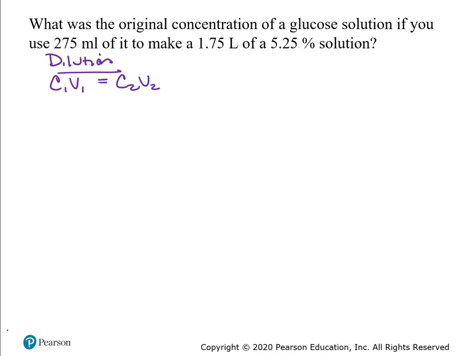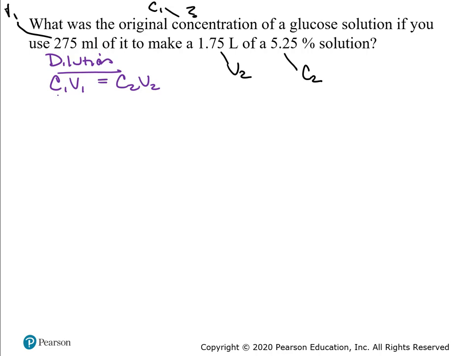Okay, so in this one, what are you trying to find? So what is the original concentration? So that's C1. That's the one I don't know. So what is 275 mils? That's V1, so I know that. What is 1.75 liters? V2. And then 5.25%? C2. Okay, so C1 is the one I want to find.